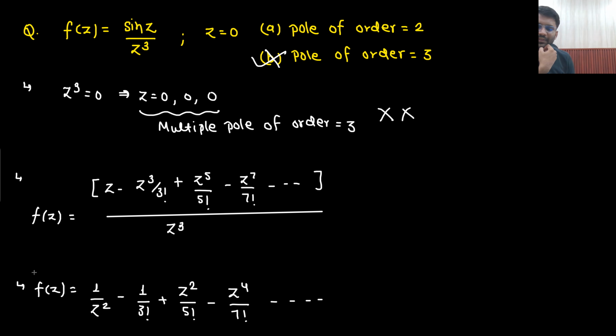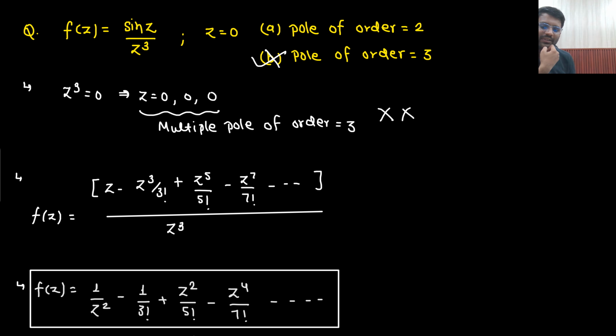You see this expression. In this expression, who is creating the problem? Sir, this term will create the problem. That means z square equals 0 will create the problem. So z equals 0, 0, a pole of order 2.